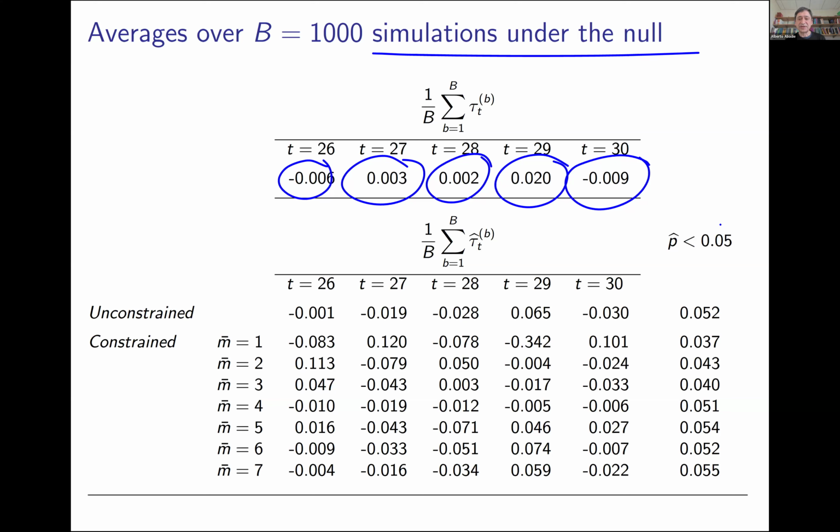And the other thing that you can see here is that the distribution of the p-value is basically what you want it to be, right? The p-value takes a value less than 0.05 with a probability very close to 0.05. Okay. What else?